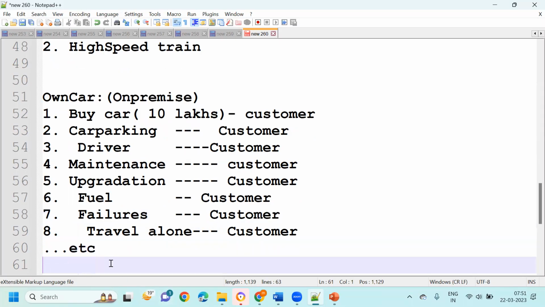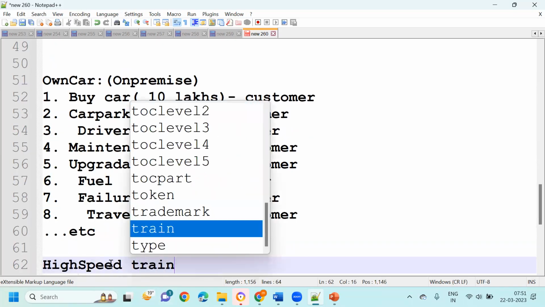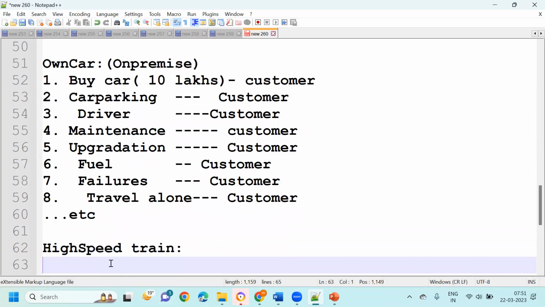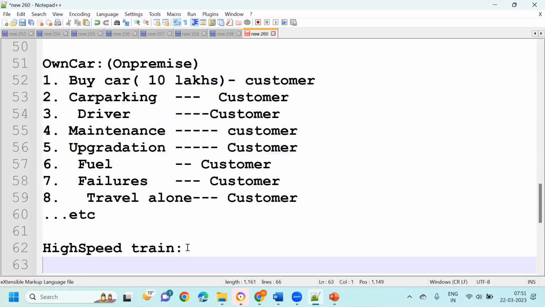Let's go to the second one, the high-speed train. No need to buy a car, no need to buy this high-speed train. This train contains n number of boxes, and each box contains some space. If you are traveling alone, you subscribe to only one seat, not all, and you pay the amount only for that. Remaining everything will be taken care of by the vendor. It is just a subscription basis.